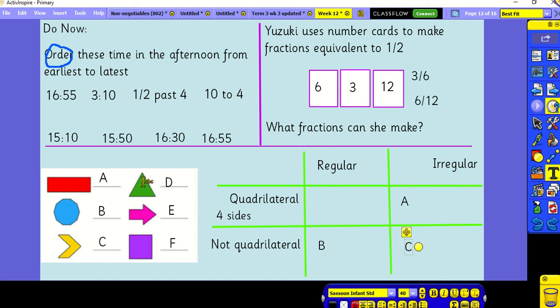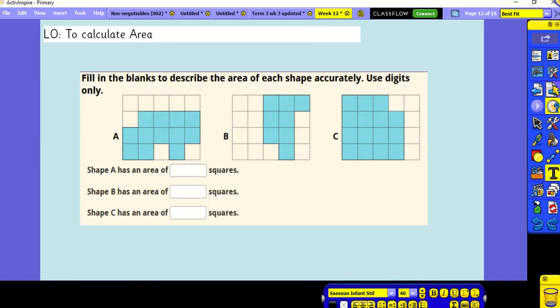D, all of the sides are the same length, so it is regular, but it is not a quadrilateral. E, the sides are not the same length, so it is irregular, and it is not a quadrilateral. And F, all of the sides are the same length, and it is a quadrilateral, so it is a regular quadrilateral. I hope you got those answers right. Okay, we are looking at area today.